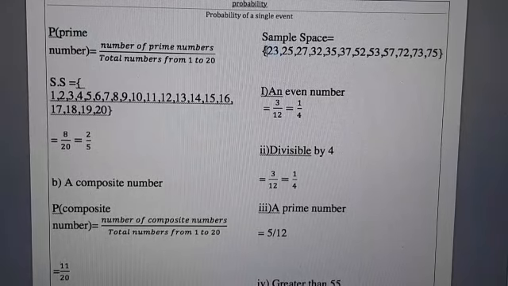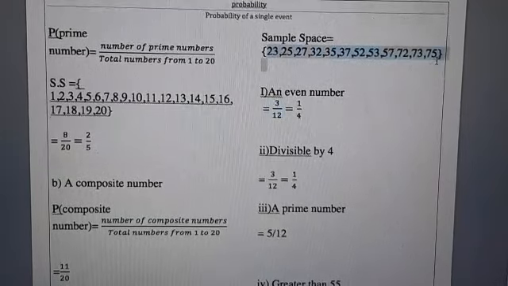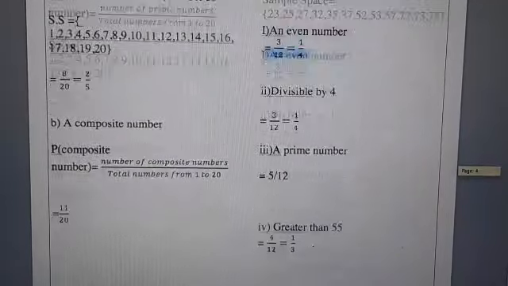So in this sample space, look for the even numbers. We have got 72 as an even number over here. 52 is an even number. Then we have got 32. So we have got 3 even numbers, and the total numbers in the sample space are 12. So the probability of having an even number will be 1 over 4.